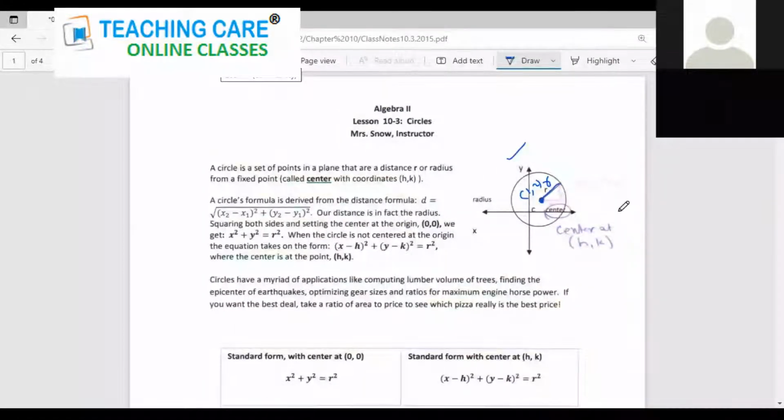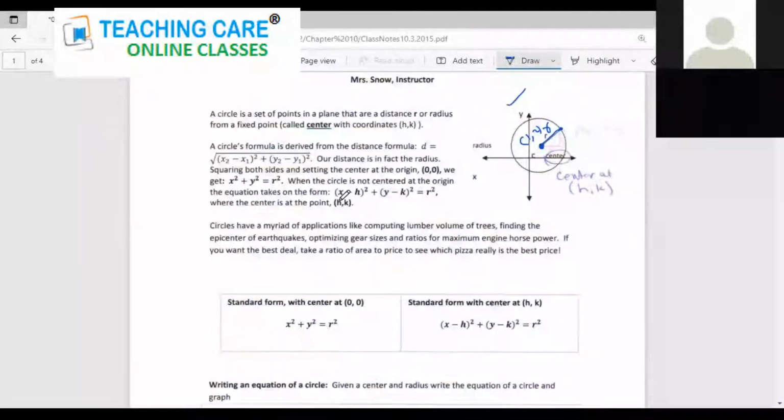The circle formula is just the distance between these two points: square root of x2 minus x1 the whole square plus y2 minus y1 the whole square. If the center is at h, k, the general formula is x minus h the whole square plus y minus k the whole square equal to r squared.